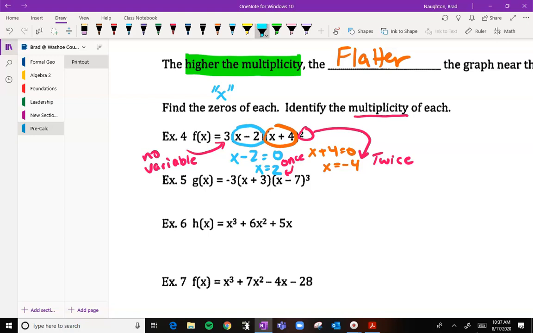All right, let's look at our next one. So I have plus 3. x plus 3 is equal to 0, so x equals negative 3, and that's going to have a multiplicity of once. Then over here on the second part, x minus 7 is equal to 0, so x equals 7. And this is going to be thrice, or 3 times.